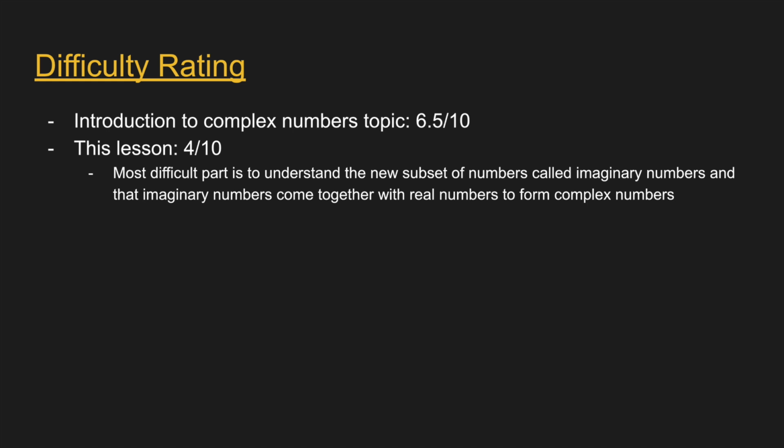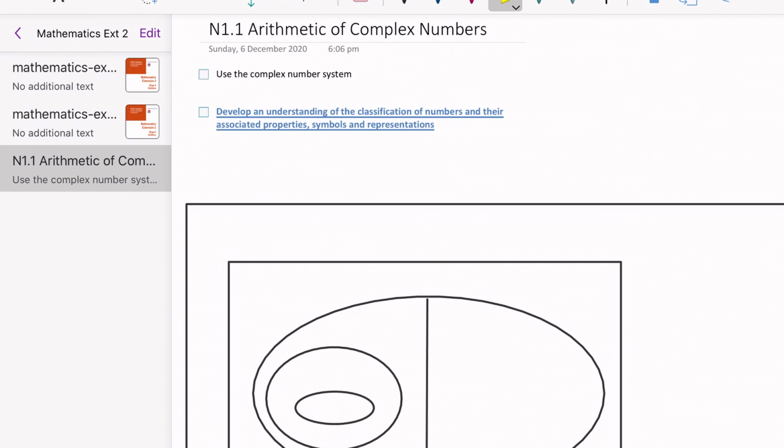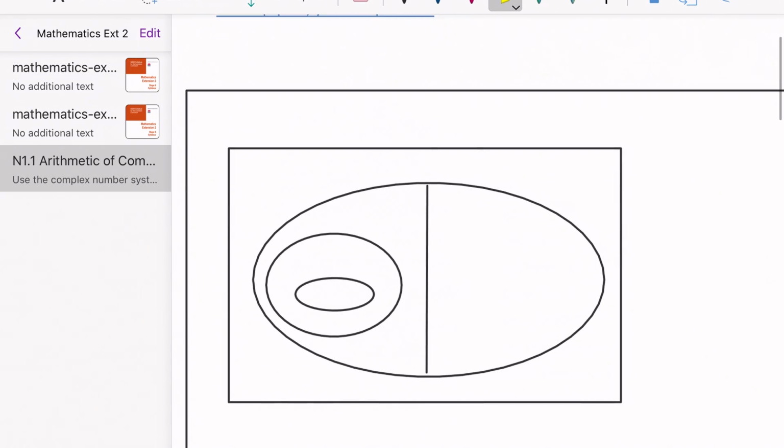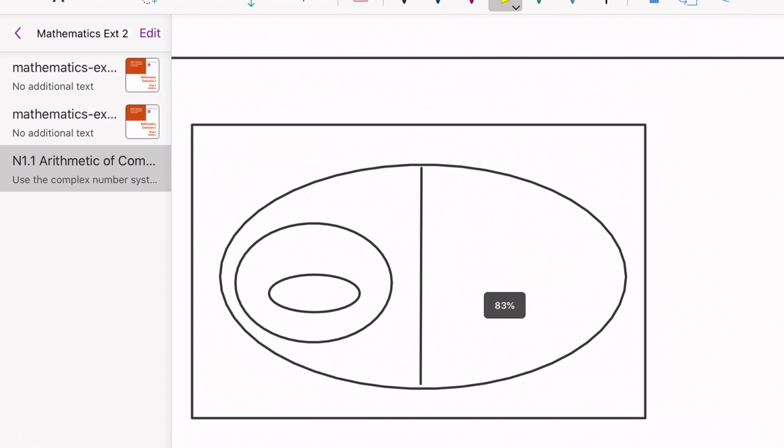Now the difficulty rating. The introduction to complex numbers topic on a whole is not too difficult at a 6.5 out of 10 on my scale. The content of this lesson, use the complex number system, I would put as a 4 out of 10. Really, the only difficult part is to wrap your head around the new concept of the imaginary numbers and the imaginary unit i. The first part is to develop an understanding of the classification of numbers and their associated properties, symbols, and representations. To do this, we will begin looking at a number diagram.